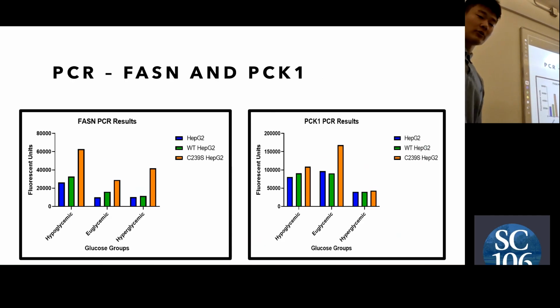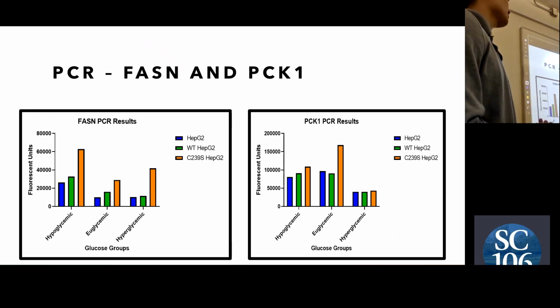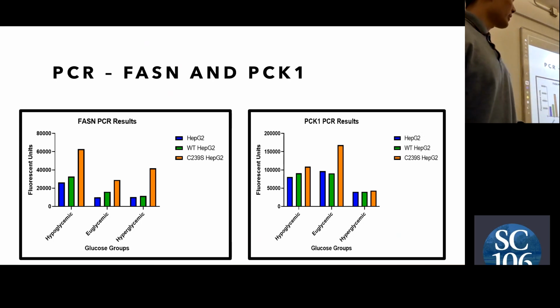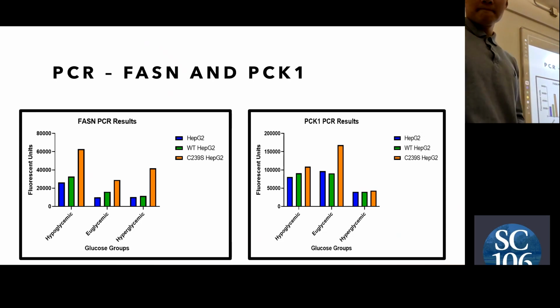More relating to that, we also performed PCR just to see if they changed gene expression of the FASN and PCK1 genes. And consistent with our previous MTT assay results, the mutants seem to increase the expression of these respective genes. So there is a clear, distinct difference between the wild type and the untransfected compared to the mutant, but we're not exactly sure how the palmitoylation is inducing these kinds of changes yet.